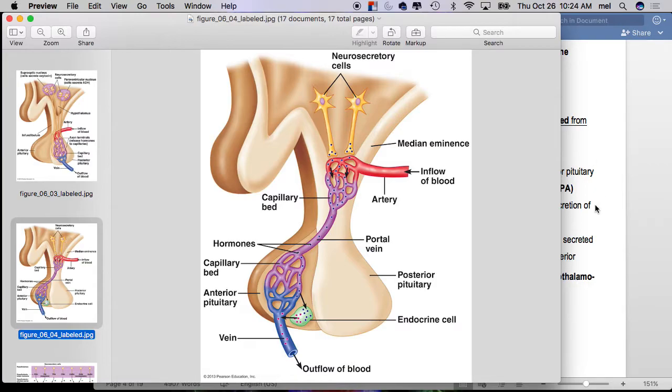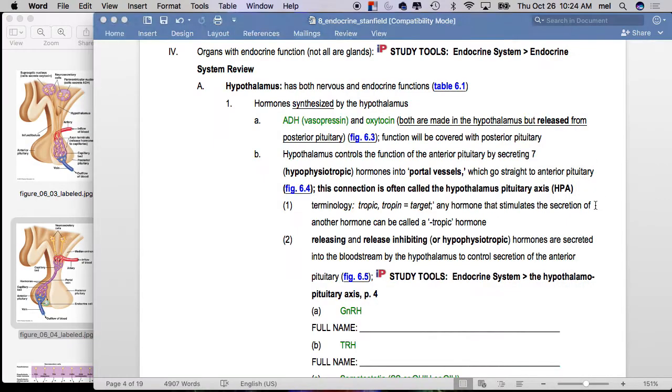They're all going to be released from the hypothalamus to go to the anterior pituitary, and there are going to be 7 of them. Before we get to the details of the 7, I have to teach you a little bit of terminology. If you ever see this suffix, tropic or tropin, it means target.